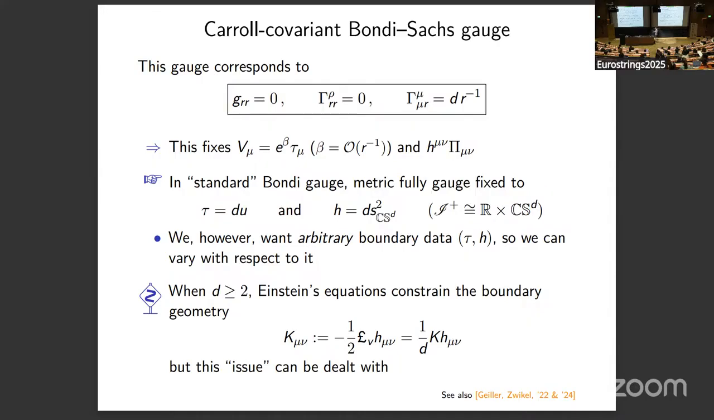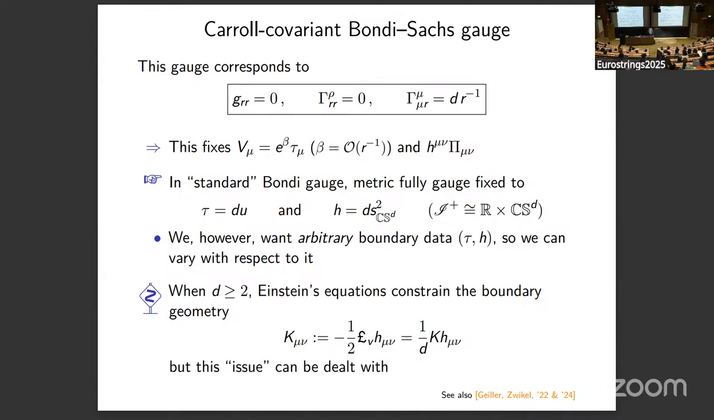So it's Carroll covariant. Of course, what's usually done is that you fix the symmetries further to go to the full Bondi gauge, where the clock form is related to the retarded time. And this metric, the ruler here, just reduces to that on the celestial sphere. I remind you that D plus 2 is the dimension of the bulk spacetime, so D plus 1 is the boundary, and then, of course, the celestial sphere will have D dimensions.